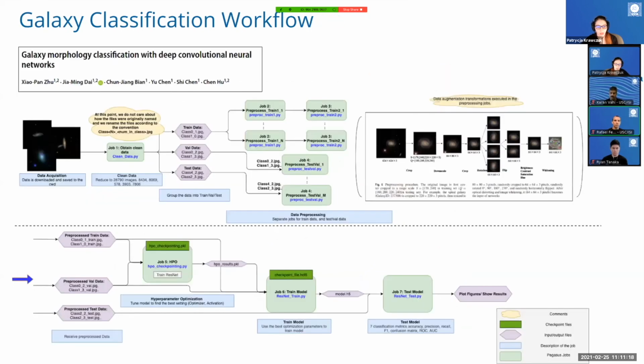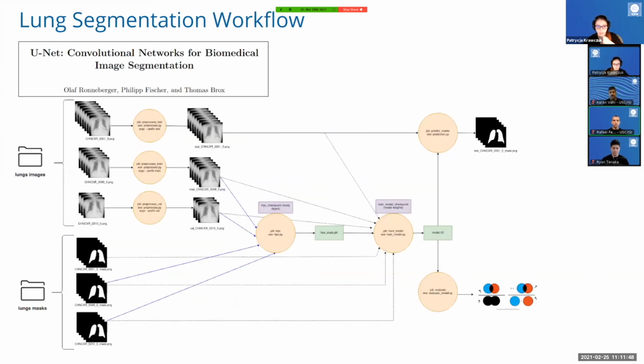Then we also have master students working in the group. Surjana is working on porting a galaxy classification workflow. And here we can see her designing the workflow based on the paper and publicly available code. This is the graph that is guiding her work and her implementation of the workflow in Pegasus. Yet another student is working on the lung segmentation workflow.